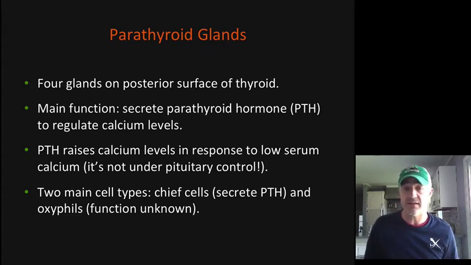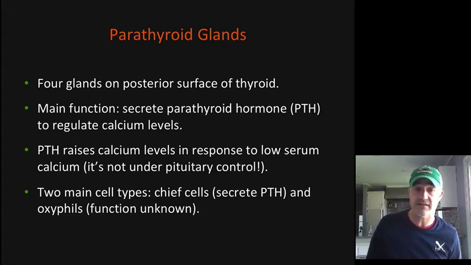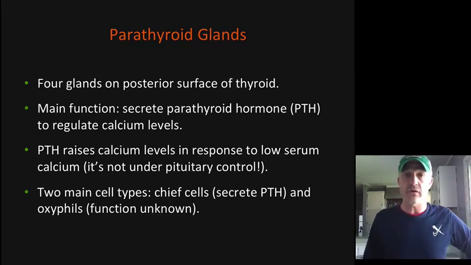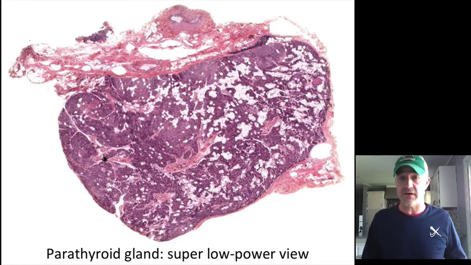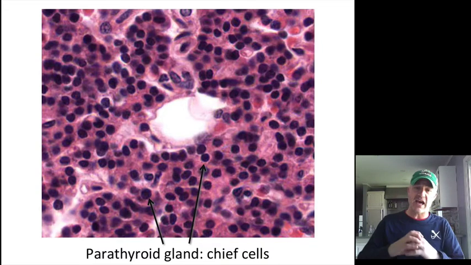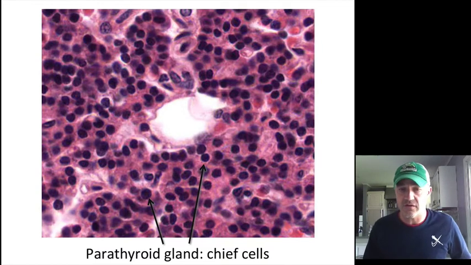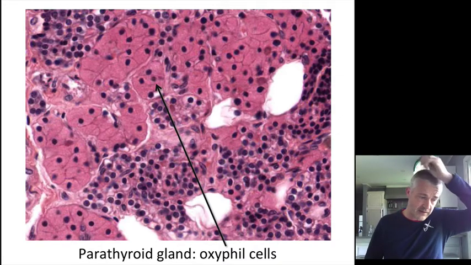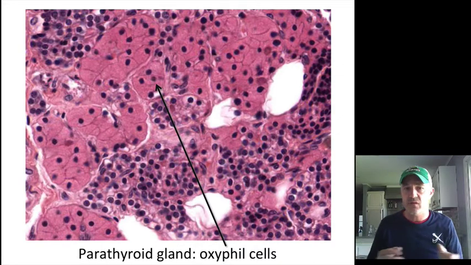We have two main cell types in here. We have the chief cells that make this, and then another cell type called an oxyphil cell that we don't know exactly what it does. So you can see the parathyroid at lower magnification here. Zoomed in, it is much more cellular, with a non-follicular structure. Those are the chief cells. Sometimes we get these ones with cytoplasm that is a little bit more pink. Those are the oxyphil cells.